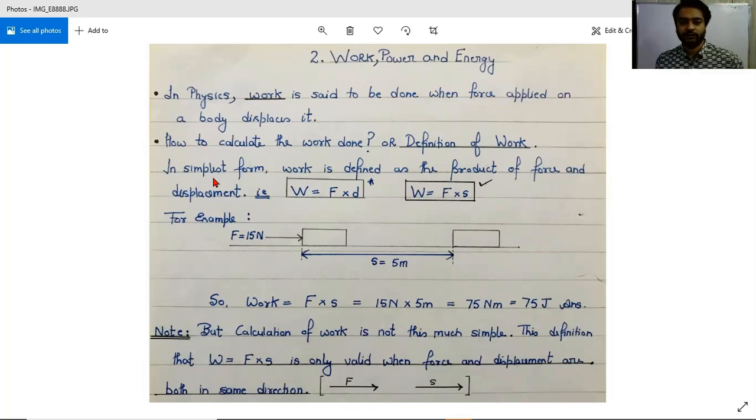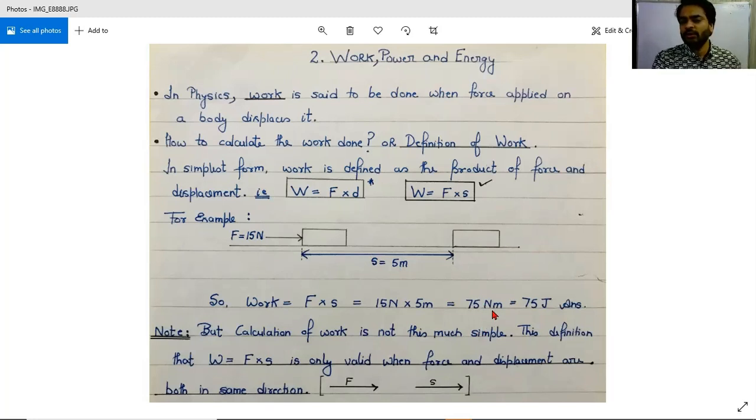Look, in this example, I have taken an object. We applied a force of 15 Newton and that object is displaced by 5 meter. Okay, so how much work have we done? We apply the formula F into S. For displacement you can use any letter. You can use S or any variable. You can use D also. Okay, F into D or F into S, whatever. So F into S, what is the force? 15 Newton. What is the displacement? What is the value of S? 5 meter. So 75 is the answer, and the unit is Newton meter.